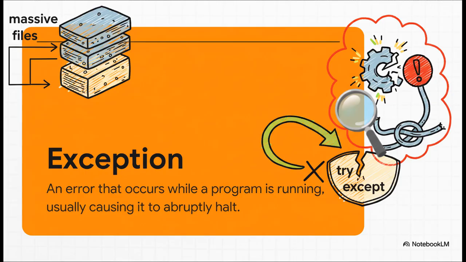Well, that sudden crash, that's what we call an exception. It's an error that doesn't pop up when you're writing the code, but while it's actually running. And by default, its only job is to stop your entire program dead in its tracks.